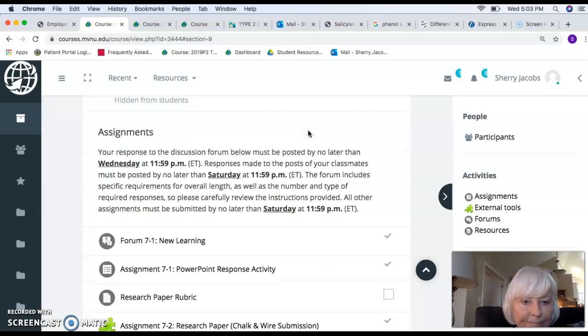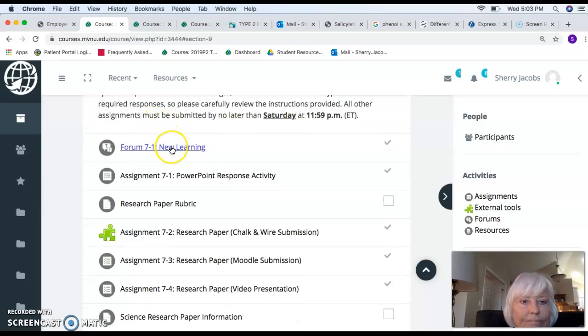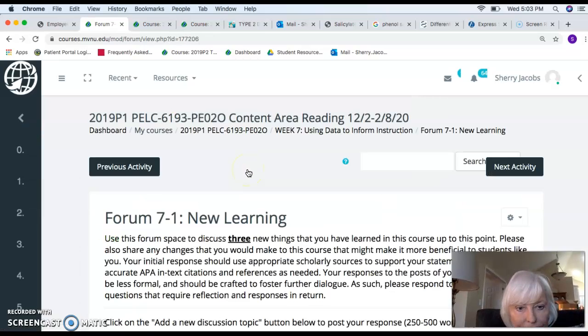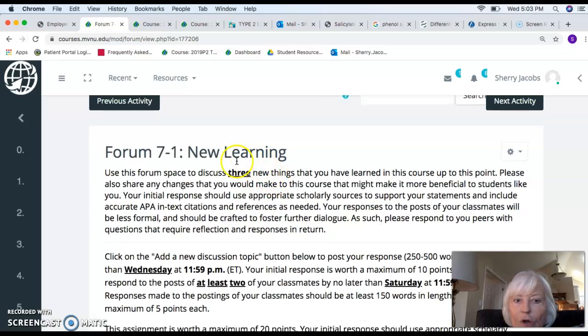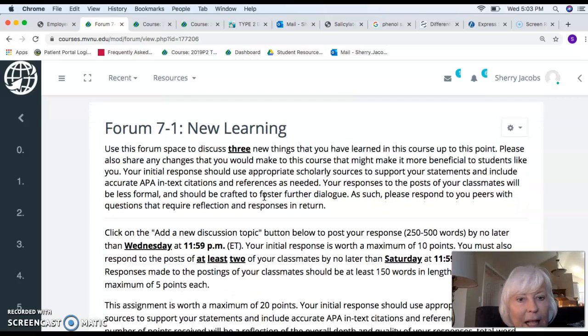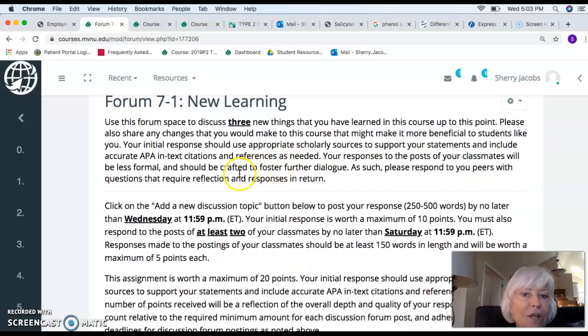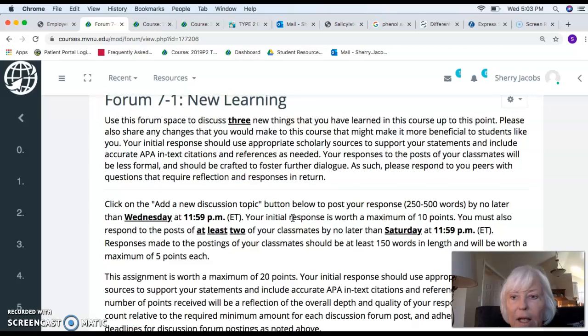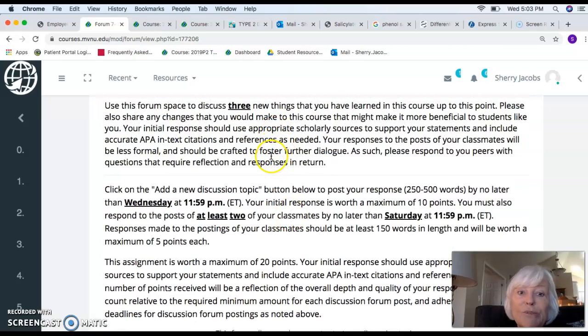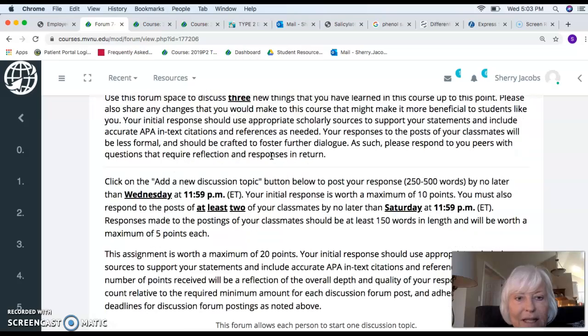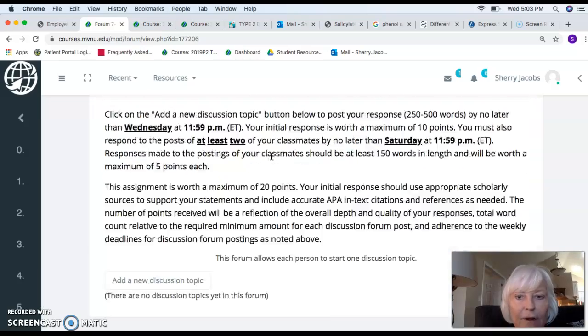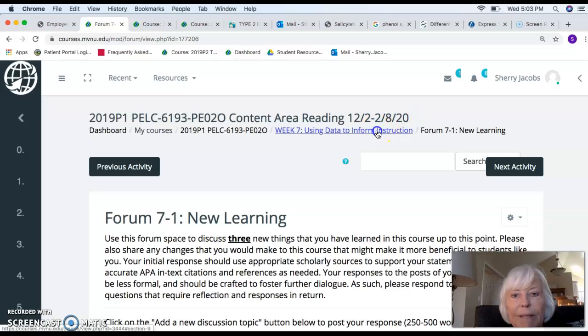There's your PowerPoint, your forum for new learning. So you're going to use this to discuss 3 new things that you've learned in the course up to this point. I'm also asking that you share any changes that you think might be helpful. I like to get input from all the students in my courses to see if I can improve it in any way. This course I did just recently revise it. So if you see anything that you think is not spot on or easy enough to understand, by all means, please let me know.